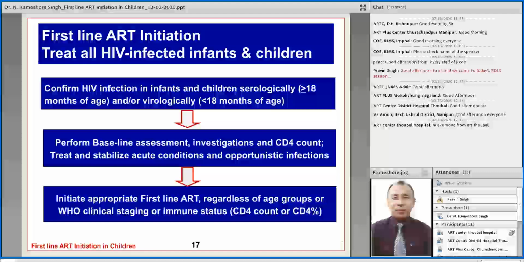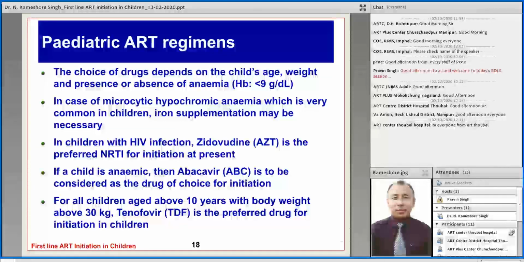The choice of drugs depends upon the child's age, weight, and the presence or absence of anemia. We used to take 9 gram per deciliter as a cutoff. In case of microcytic hypochromic anemia, which is very common in children, particularly between 6 months to 36 months, iron supplementation may be necessary. In children with HIV infection, zidovudine is the preferred NRTI for initiation at present, but in anemic children, hemoglobin less than 9 gram per deciliter, abacavir is to be considered the drug of choice for initiation of first line. For all children above 10 years of age and body weight above 30 kg, tenofovir is the preferred drug for initiation of ART.